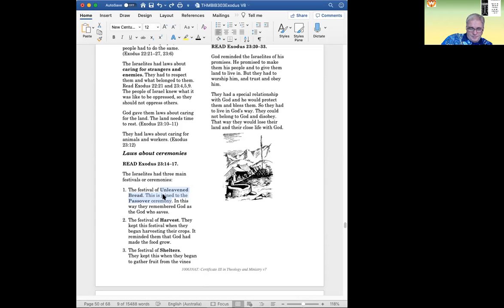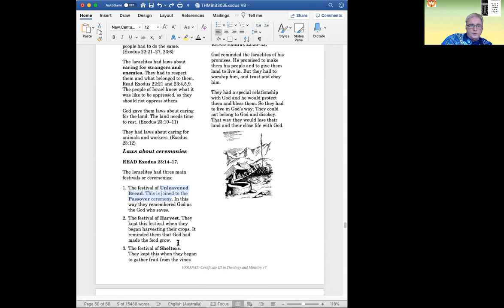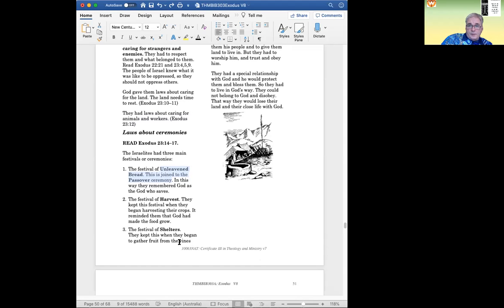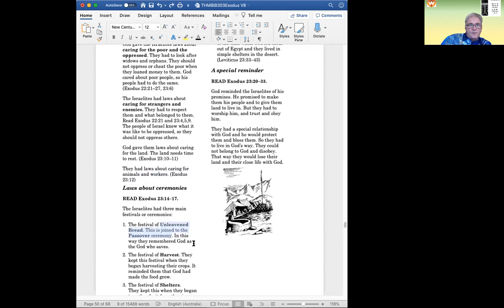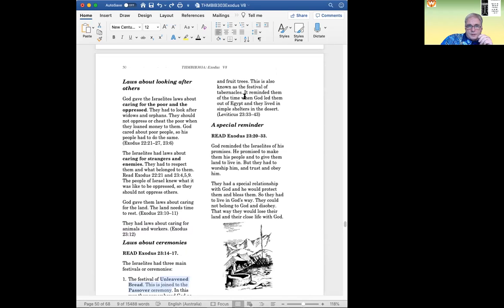Okay, so Passover, giving thanks for food, and then later on, festival shelters, or in the old King James Version, I think you'll see booths. It just means, set up a tent. You camp either in the house or outside, and Jewish people do still follow that today. And that happened to coincide with the gathering of fruit from vines and fruit trees. It's also known as the Festival of Tabernacles. It reminded them as a people of the time they lived in the desert.